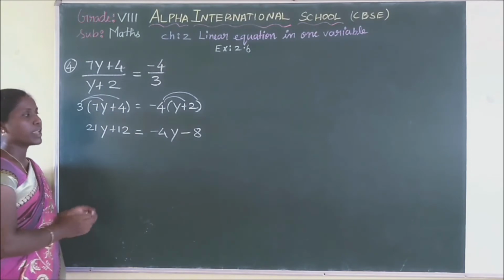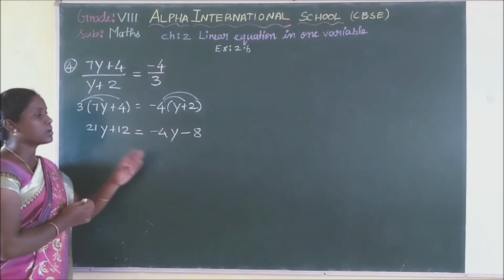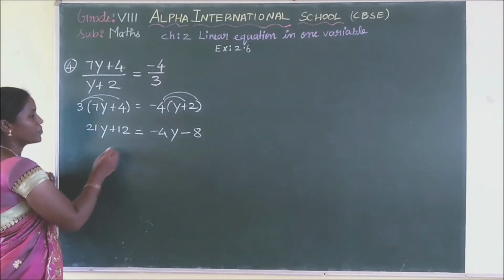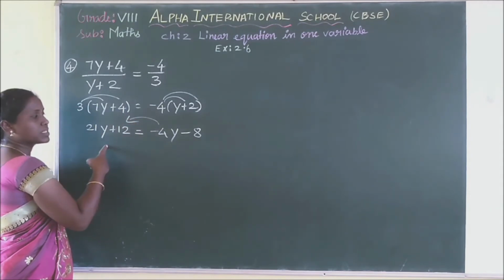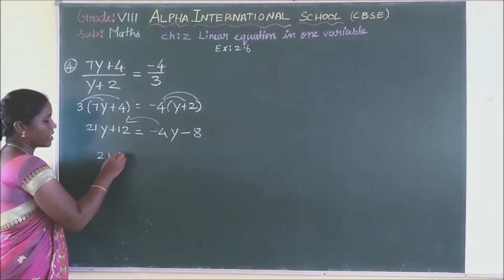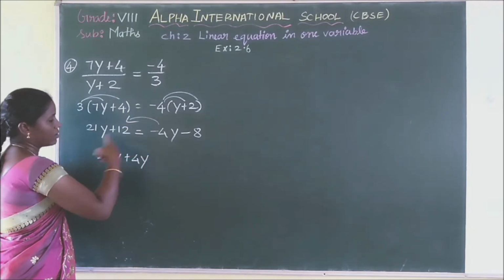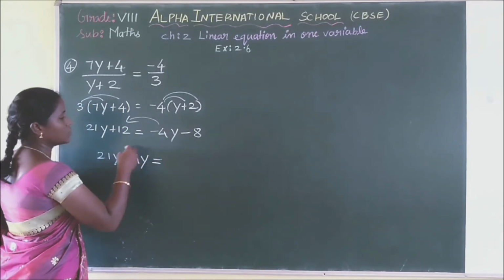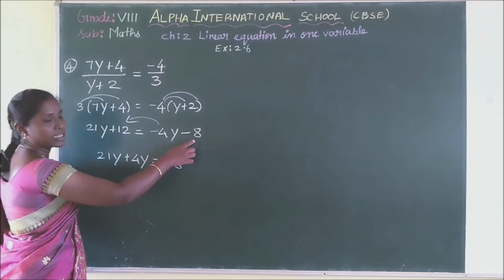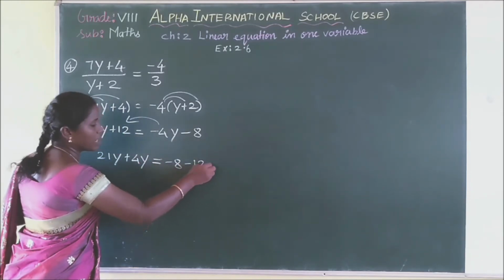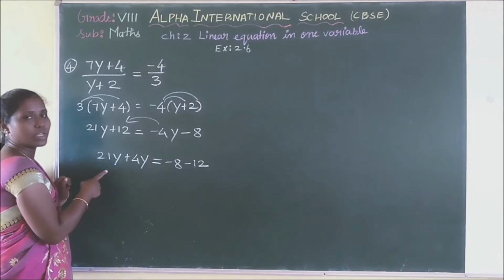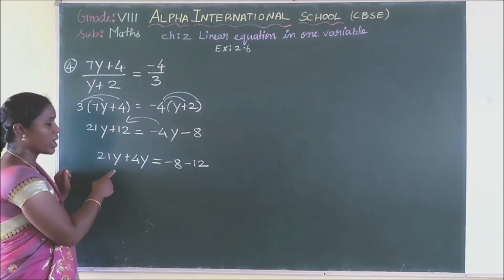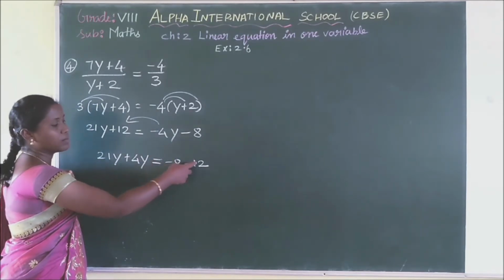Now what do we have to do? We have to put the variable terms to one side of the equation and numbers to the other side. Let us put the terms to the left hand side of the equation. So with minus 4y, here minus 4y comes here, it is plus 4y. So 21y plus 4y is equal to, already minus 8 is in the right hand side, plus 12 comes here, it is minus 12. We are putting y terms to the left hand side of the equation and the numbers to the right hand side. So we got 21y plus 4y is equal to minus 8 and minus 12.